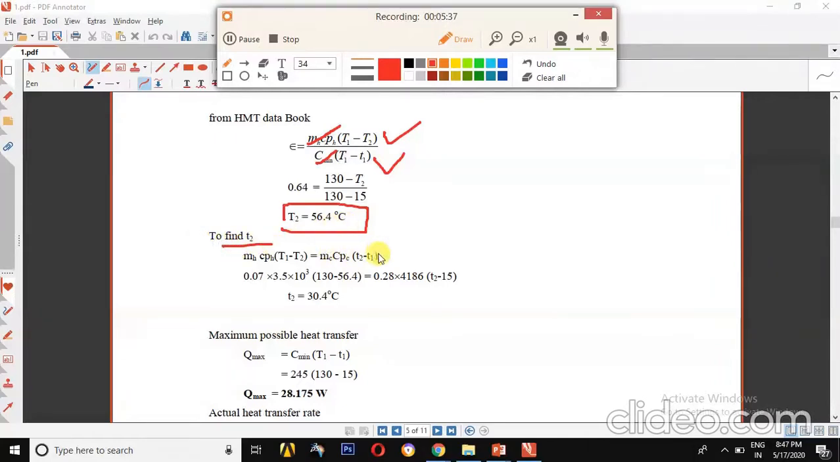To find the outlet temperature of the cold fluid, heat lost by the hot fluid equals heat gained by the cold fluid. Therefore, the outlet temperature of the cold water is 30.4 degrees Celsius. Thank you.